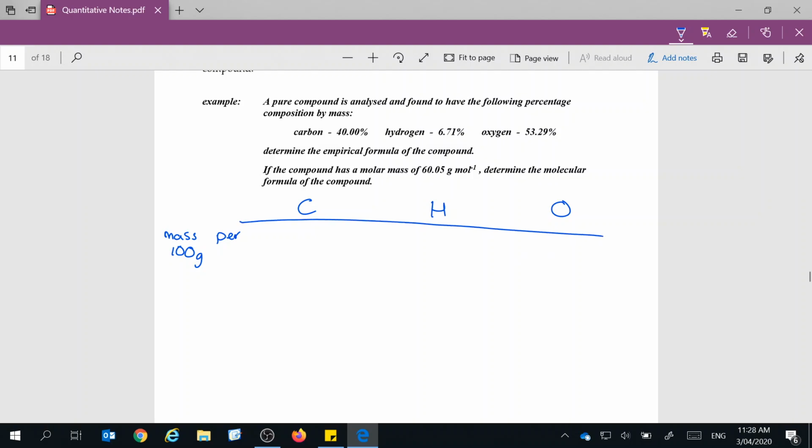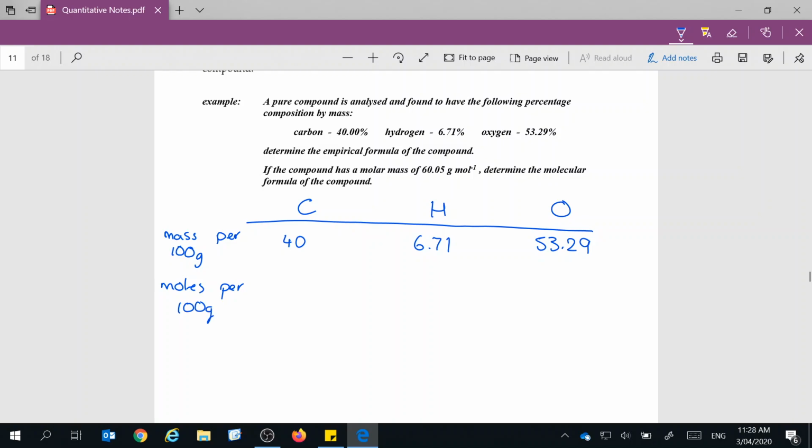Because this is in percentages and percentages are out of 100, if we look at what the mass is out of 100, then we can say in 100 grams of the stuff, we're going to have 40 grams of carbon, aren't we? We're going to have 6.71 grams of hydrogen, and we're going to have 53.29 grams of oxygen. Then we go to moles per 100 grams.